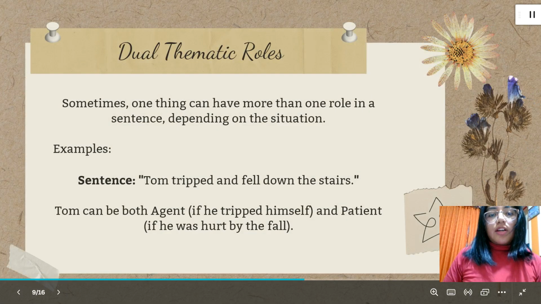So, dual thematic roles. In this part, sometimes one person or thing can have more than one role. So, in the example, Tom tripped and fell down the stairs. In this case, Tom is both the cause of the fall, the agent, and the one who got hurt, the patient.